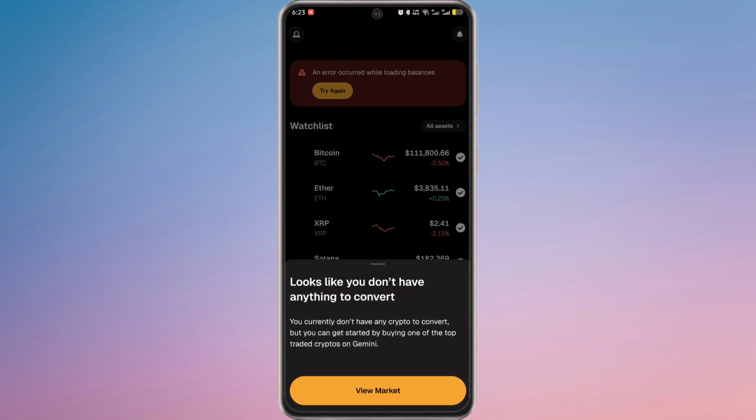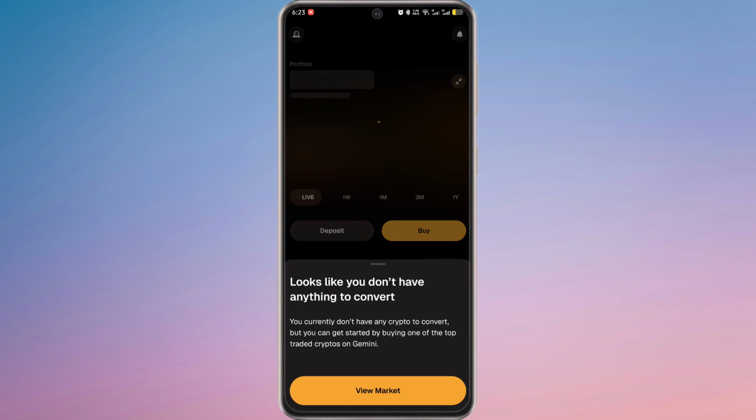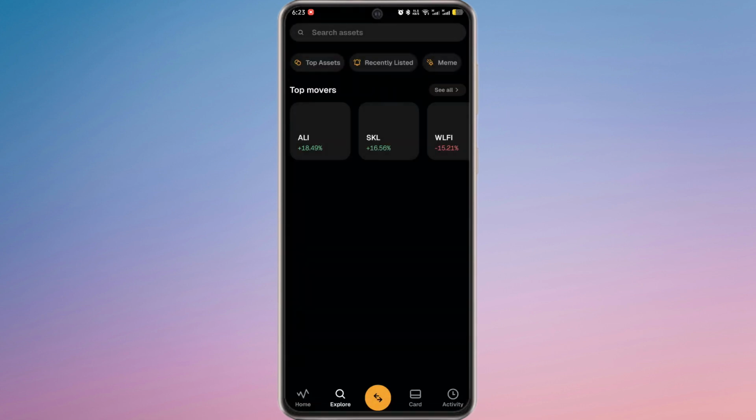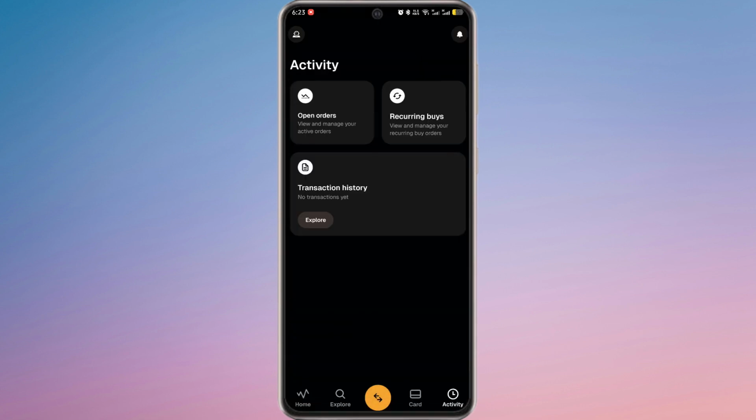After completing any of these actions, you can check your activity tab to see trade history, open orders and completed transactions. This interface makes spot trading simple and convenient for both beginners and experienced users. Now you know how to trade spot on Gemini.